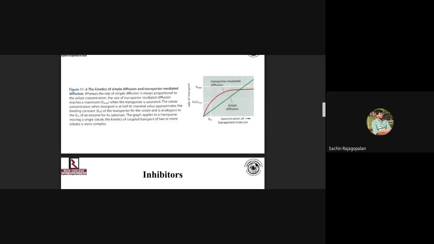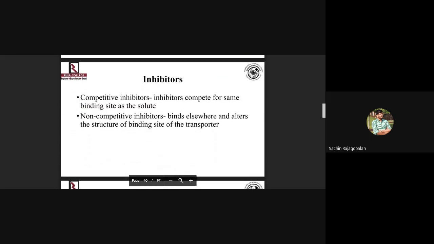But in case of transporter, there is going to be a saturation. There's going to be a point wherein all the transporters, once they are occupied, the rate is going to become constant, correct? So that is what this graph is trying to tell you. Now transporters also have inhibitors. That's the best aspect of it, isn't it?